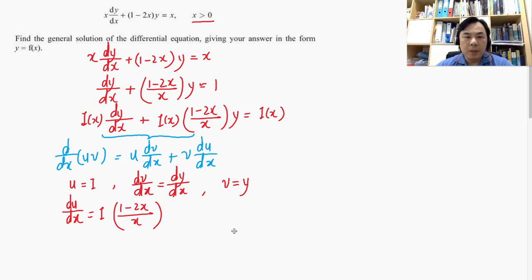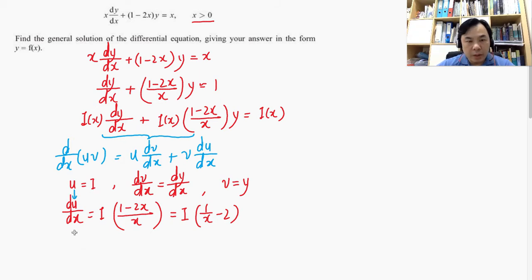Okay. Now, of course, you can simplify this a bit if you like. So that is basically just I(1/x minus 2). Okay. So that's what we have. And then we also knew that u is actually equal to I. So you can see that u is actually equal to I. So therefore, we can replace this u with an I.